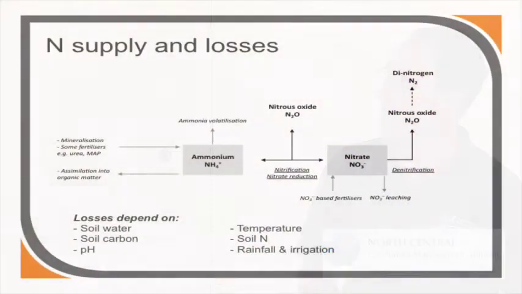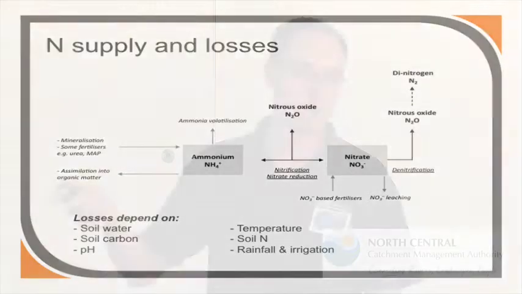Basically, all of these processes depend. If you say, well, how big are they or how small are they, the answer is it depends. It'll depend on soil, water, carbon, pH, temperature, how much nitrogen's there to begin with, how much rainfall and irrigation.